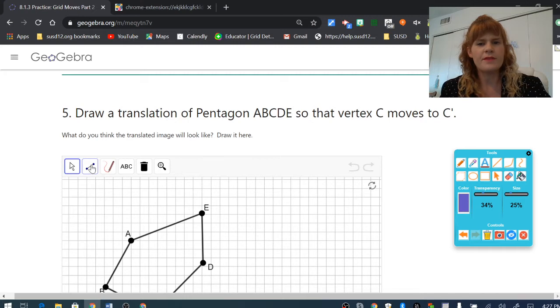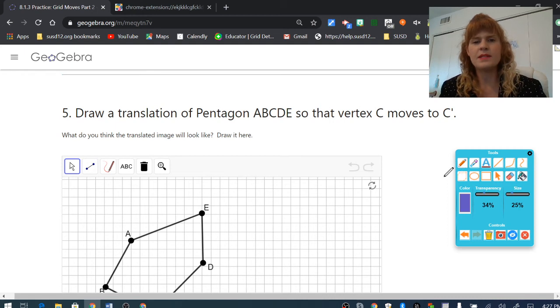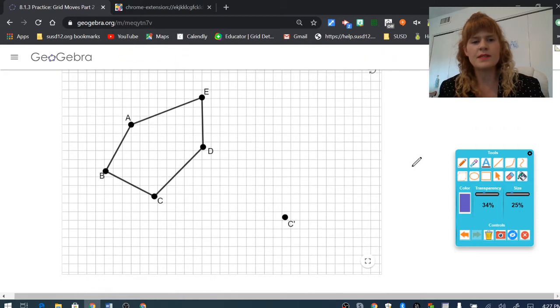Okay, try number 5 next. Draw a translation of pentagon ABCDE so that vertex C moves to C prime. This is a translation. Remember, with a translation, everything moves the same distance and the same direction. Imagine a vector from C to C prime.